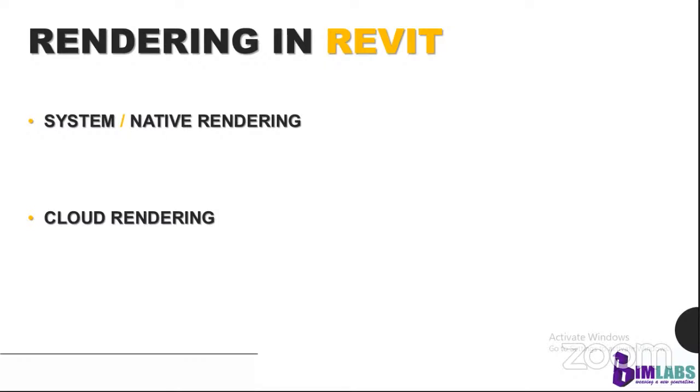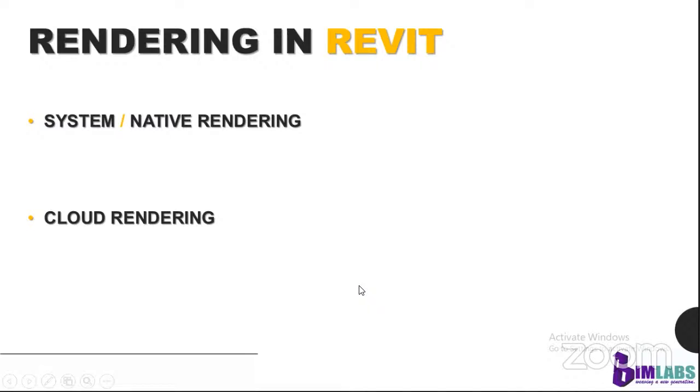There are two terms given in the slide. The first one is system rendering or native rendering, and the second one is cloud rendering. So what do system or native rendering mean? In the Revit software, there is provision for doing the rendering itself using Revit, and also we can do cloud rendering in Revit.